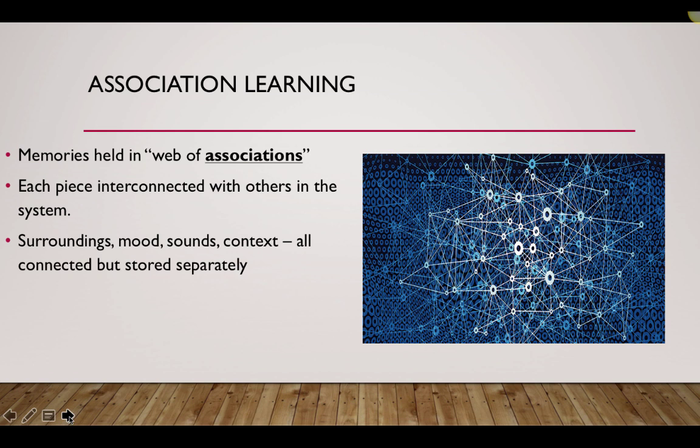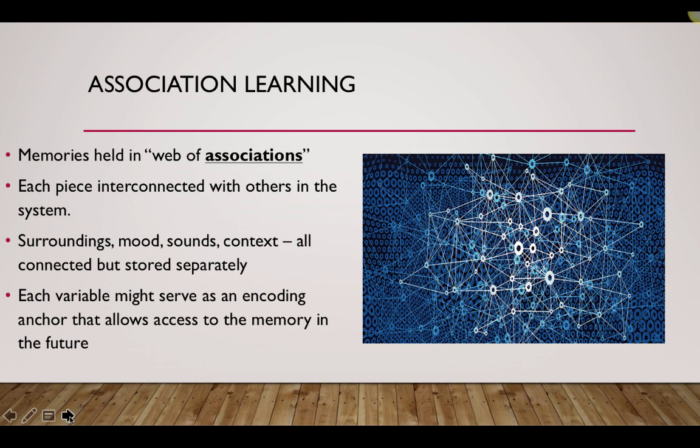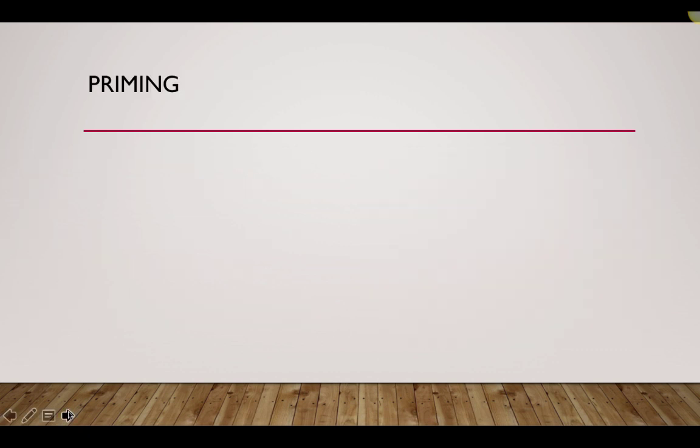Our environment, our moods, the sounds that we encoded, and the circumstances or contexts are all connected but stored in different areas. So when we access a memory, it's like a symphony of access points working together. Remember, each of these variables, surroundings, mood, context, etc., can serve as an encoding anchor that allows us to access memories in the future. And again, those can be automatic or effortful.